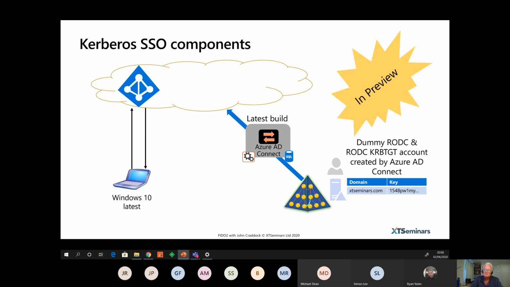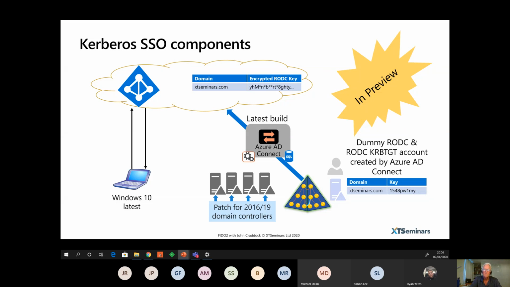What happens is the RODC KRBTGT key is taken, it's encrypted, actually it's double encrypted on its way up to Azure. It's then encrypted in Azure, and it's encrypted with a key that's only known to the Azure Evo STS. And now when it comes to sign-in time, we can use that. We need another component, which is that we need 2016 or 2019 domain controllers. They'll need a patch on them.